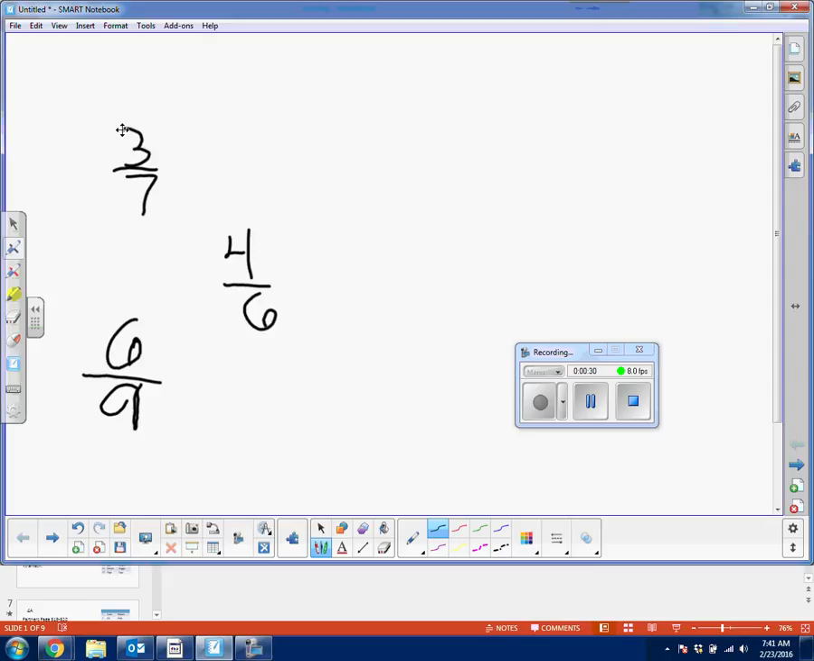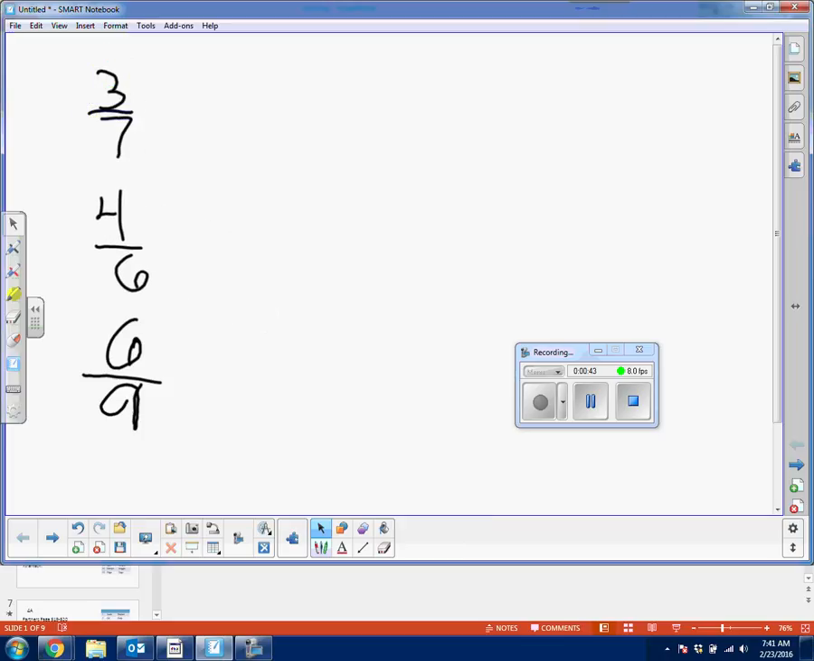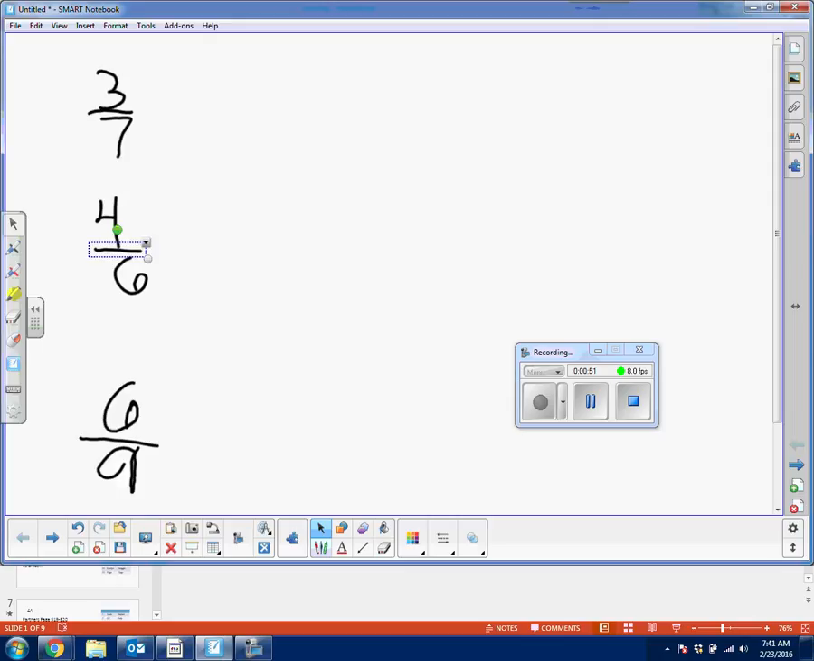Well, the first step is we want to get organized. So to get organized, I'm going to put these fractions right above and below each other. So there's 3/7, there's 4/6, and there's 6/9. Again, what's the point of doing this? The reason that we're doing this is that we can stay organized.